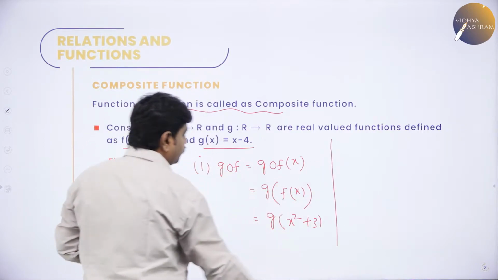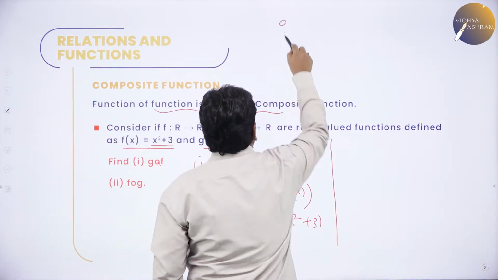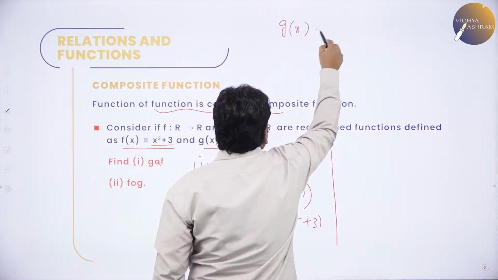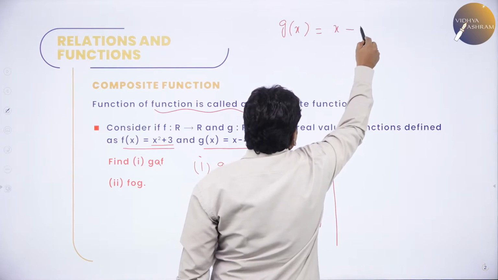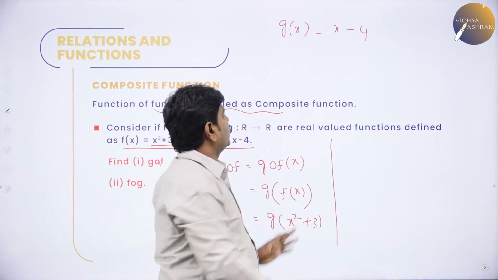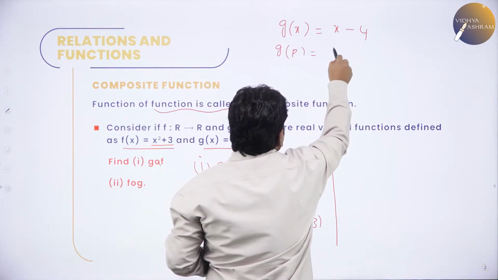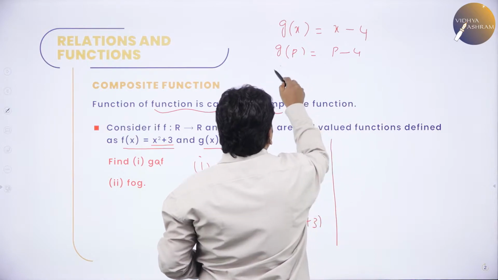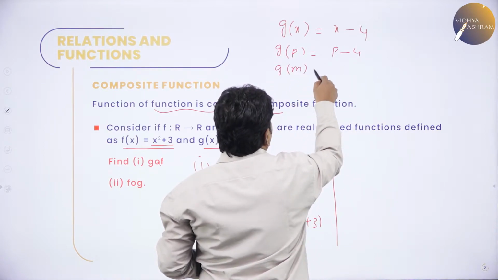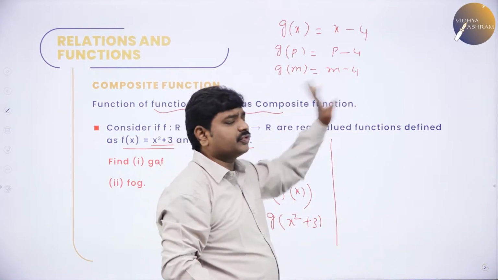Now, if you see, they have given g of x. What is g of x given? In the problem, they have given g of x as x minus 4. If I want you to find g of p, what is g of p? In the place of x, put p: p minus 4. What is g of m? M minus 4. So can I say g of anything is that minus 4.